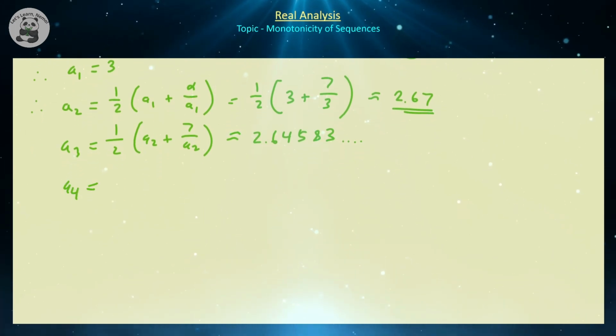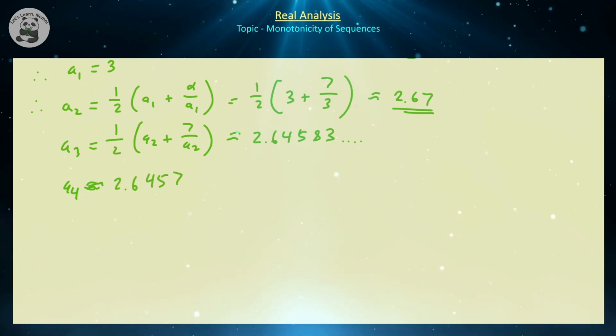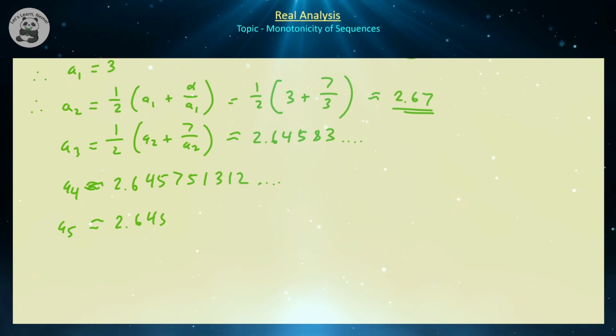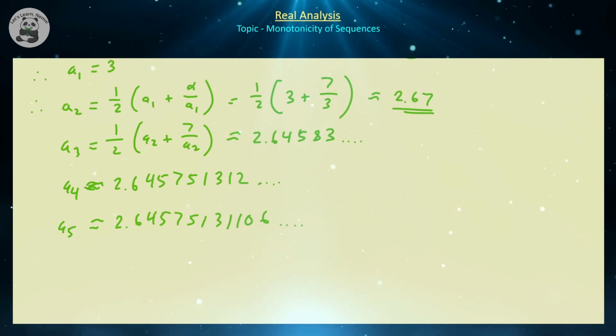And a4, one can find, is approximately equal to 2.645751312, and so on, and one can show that a5 is approximately equal to 2.6457551311106, and so on. It can continue going down and down, and you're going to get better and better approximations to the square root of 7.